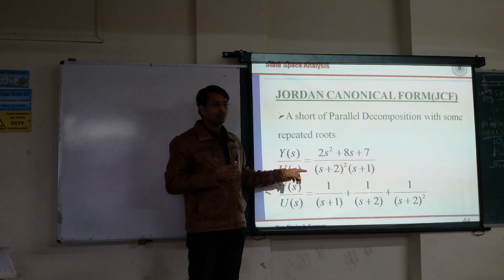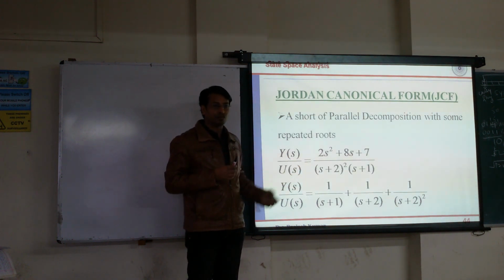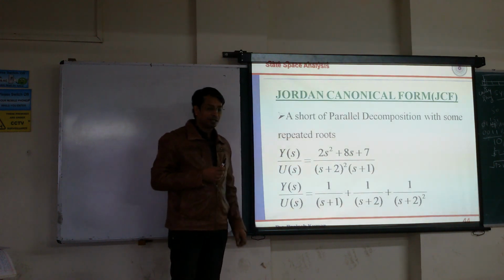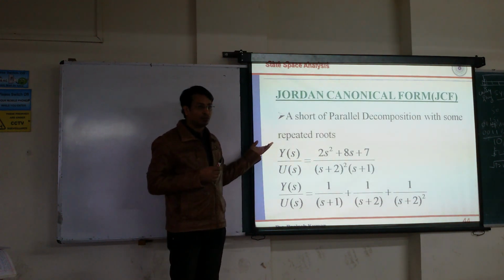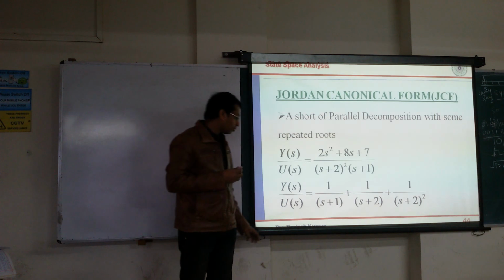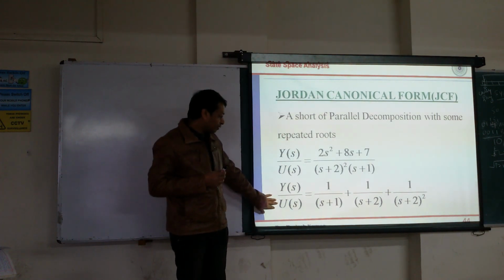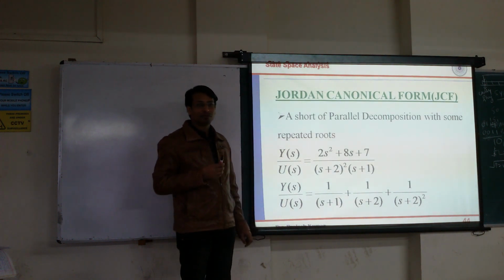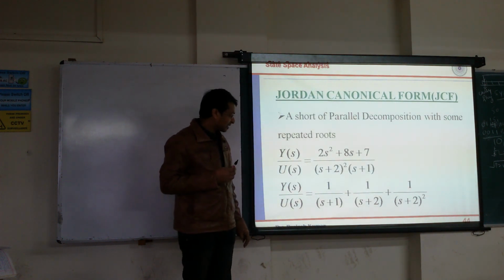So s = -2 is repeated twice because of this one. This is also a sort of partial fraction decomposition with one of the roots repeated. So if you perform that partial fraction, just do it at home also. You have to perform the partial fraction, because I know with the repeated roots, many of you will struggle.